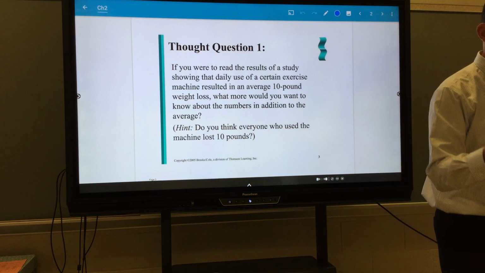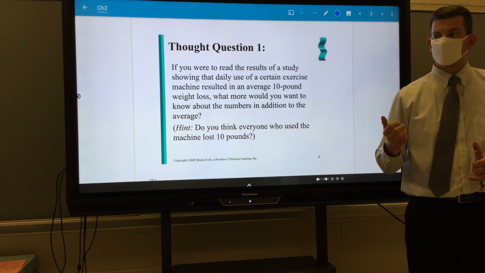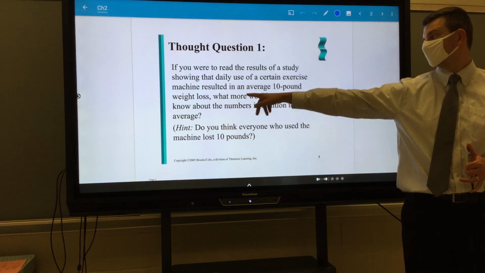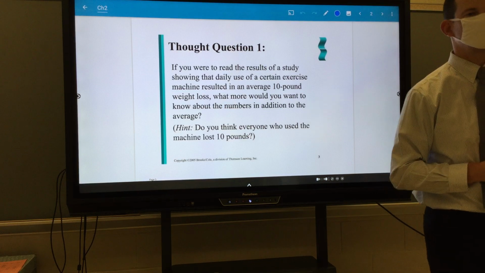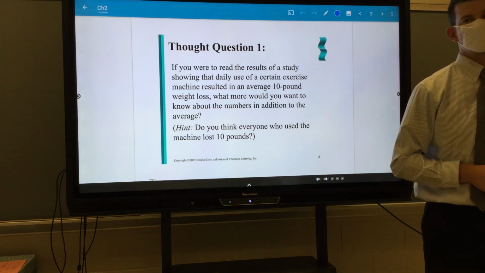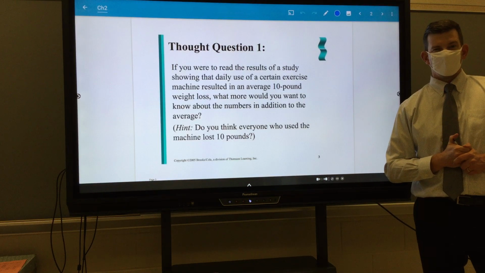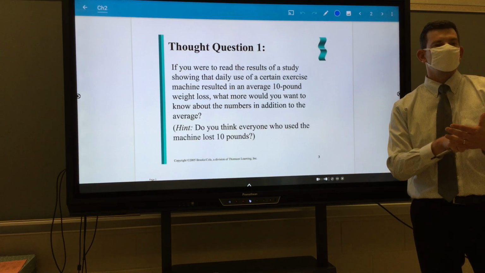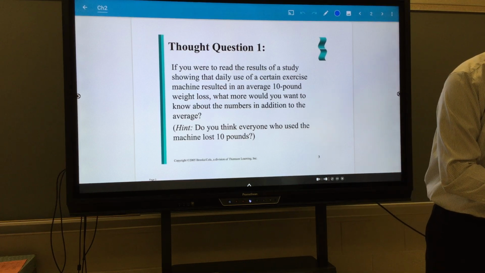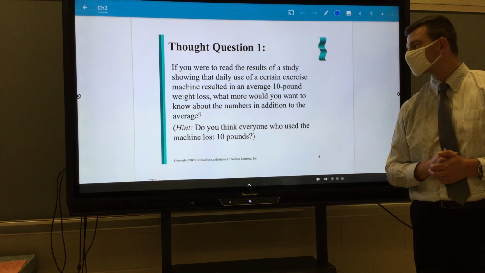I think a sample like that would maybe not really bode too nicely for the results of that exercise equipment. If somebody's gaining 10 pounds, I mean, yeah, somebody else lost 30 pounds, but there's something going on. It's probably not the exercise equipment alone that's contributing to the change in that response variable, the weight loss.